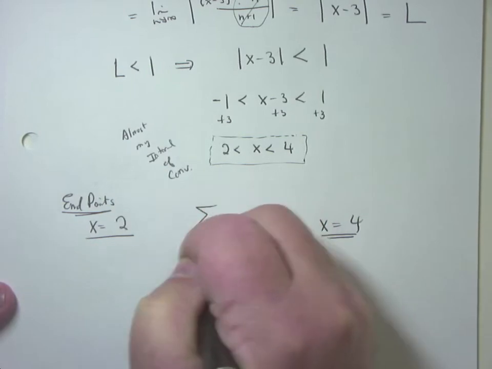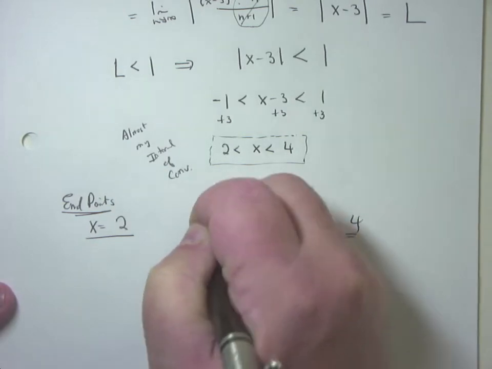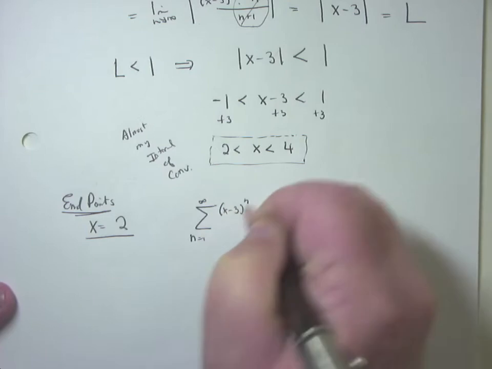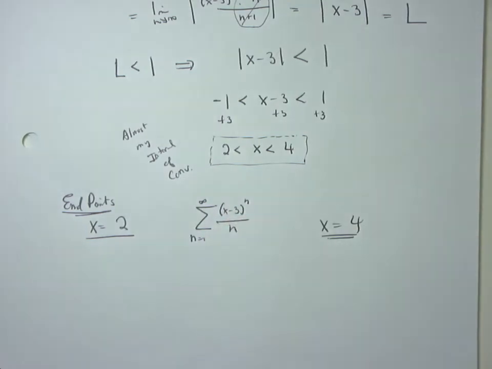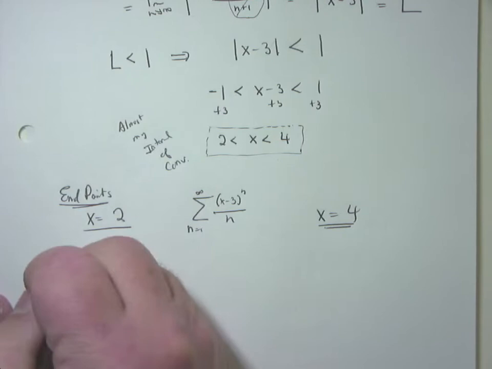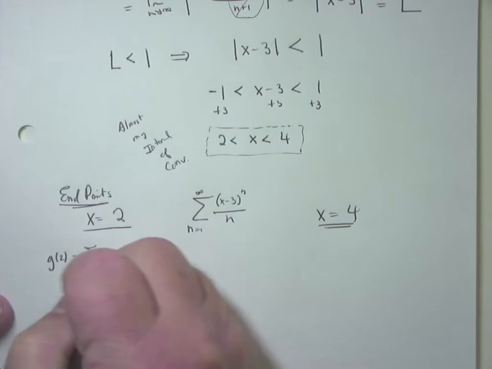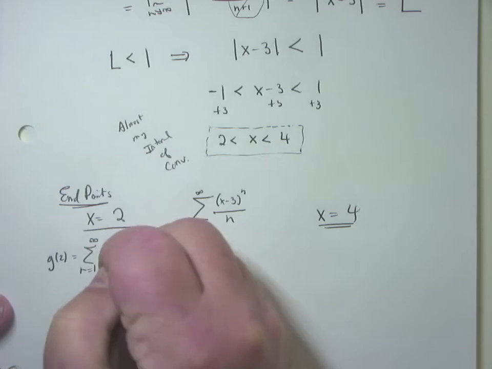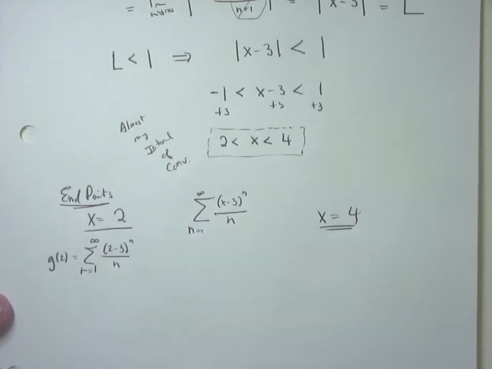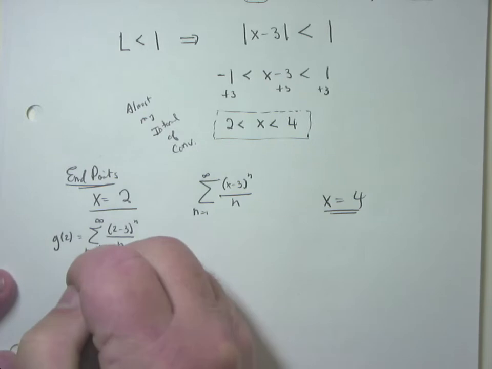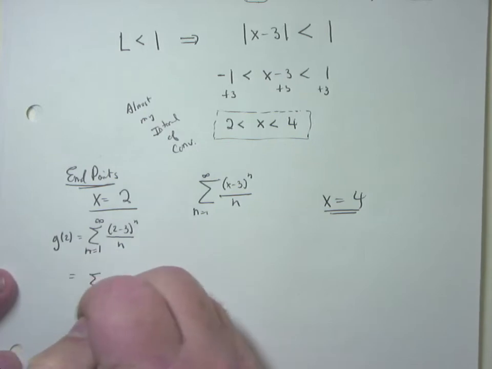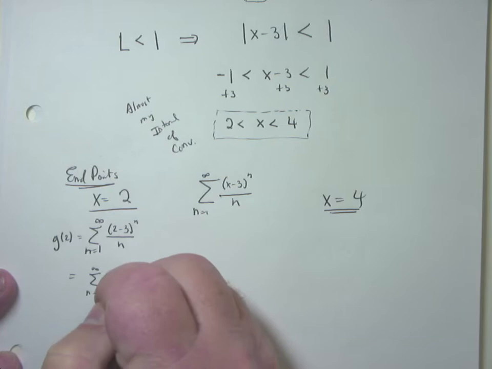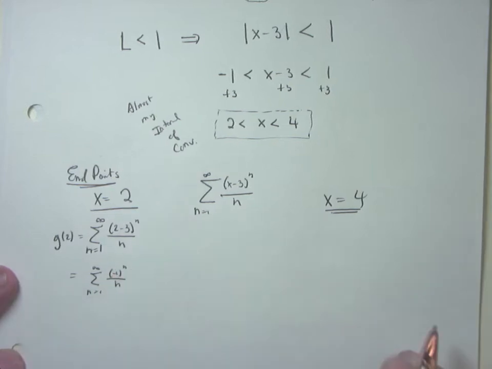This was your power series: the sum as n goes from 1 to infinity of x minus 3 to the n over n. So to actually test an endpoint, you've got an actual x value to plug in. So we're looking at g of 2. This will be the sum as n goes from 1 to infinity of 2 minus 3 to the n over n. Clean them up. This is the sum as n goes from 1 to infinity of 2 minus 3, which is negative 1, to the n over n.